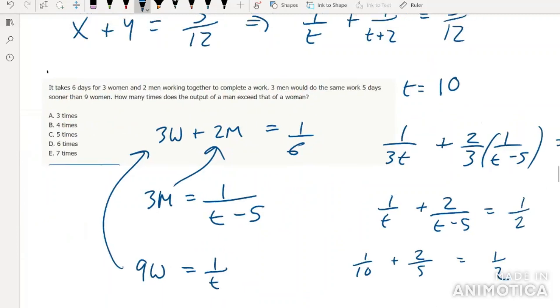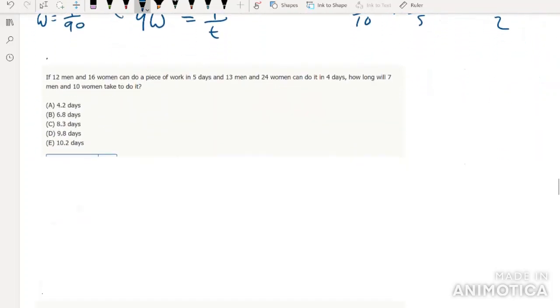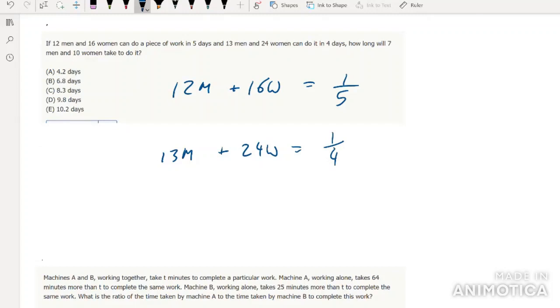So t equals 10, which means that man equals 1 over 3 times 5, so 1 over 15, and woman equals 1 over 90. So a man is 6 times better than a woman, apparently. Okay, so we've got 12m plus 16w equals 1 over 5. 13m plus 24w equals 1 over 4. How long will it take 7m plus 10w?